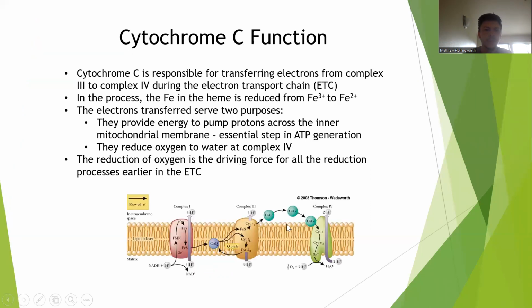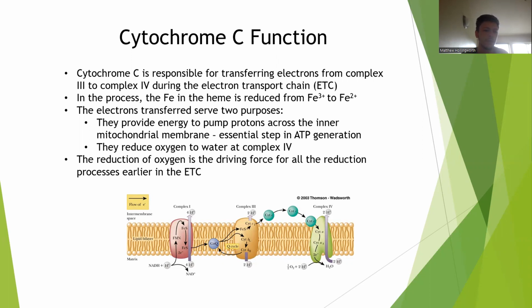So now just to look a little bit at the function of cytochrome C in the body. It's responsible for transferring electrons from complex 3 to complex 4 during the electron transport chain. During the process, the iron in the heme is reduced from Fe3+ to Fe2+, which is a result of picking up that electron.